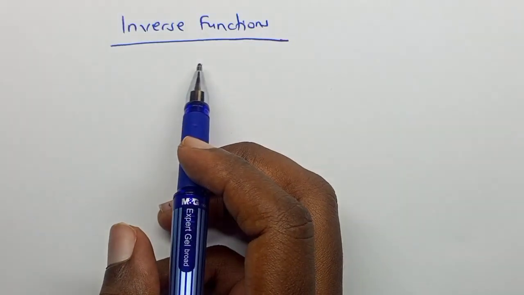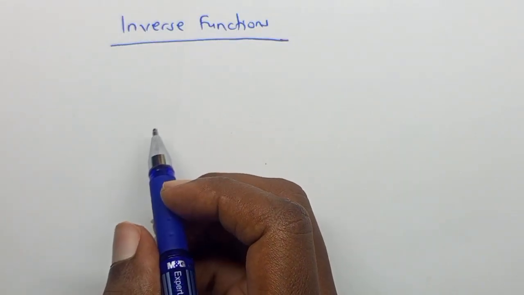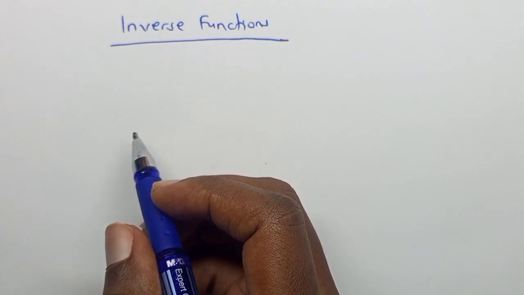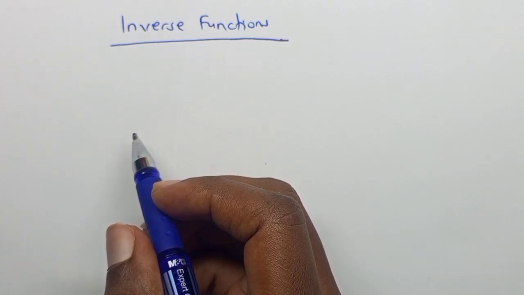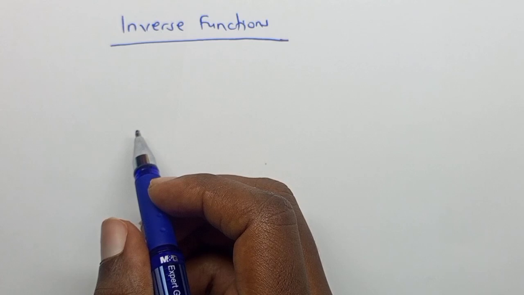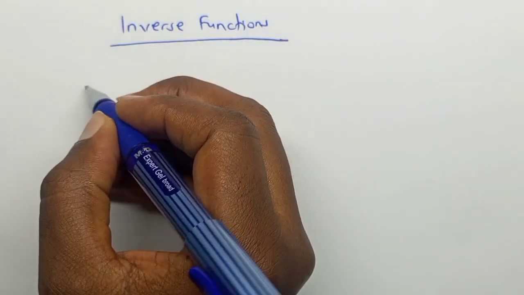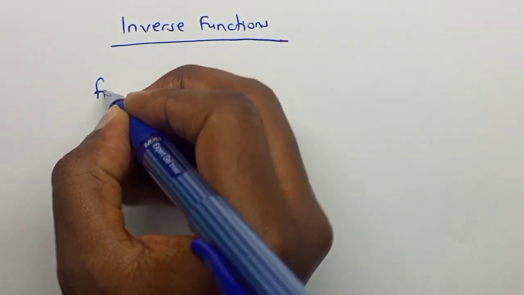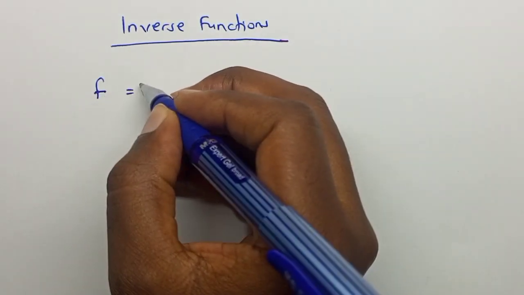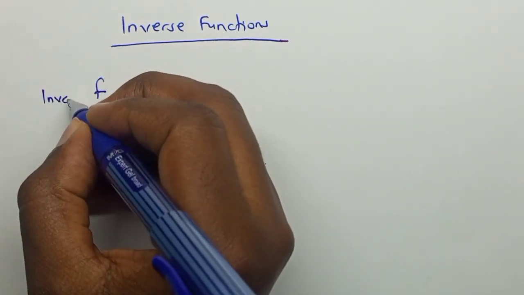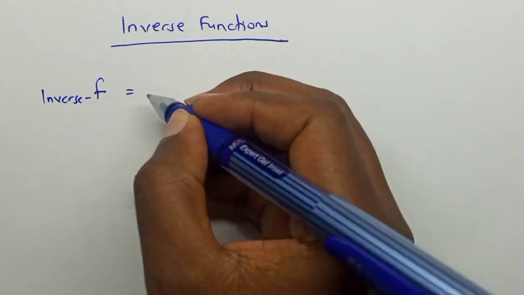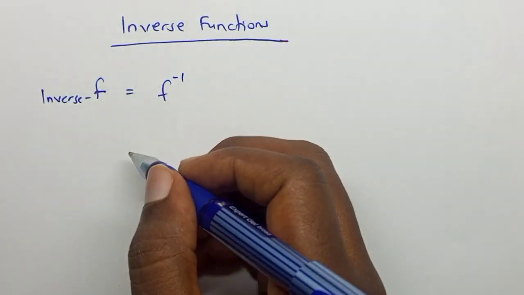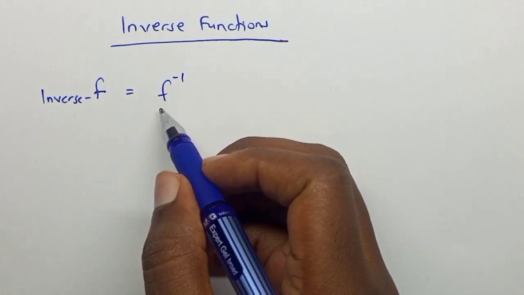Let's look at inverse functions. Now, what is an inverse function? An inverse function is a function which reverses or undoes another function. So, for example, the inverse of function f is denoted as f to the power -1. So that's how you write the inverse of a function.